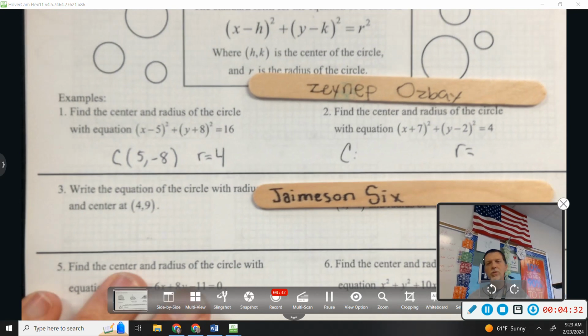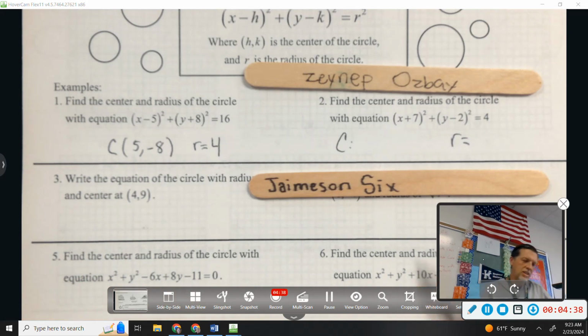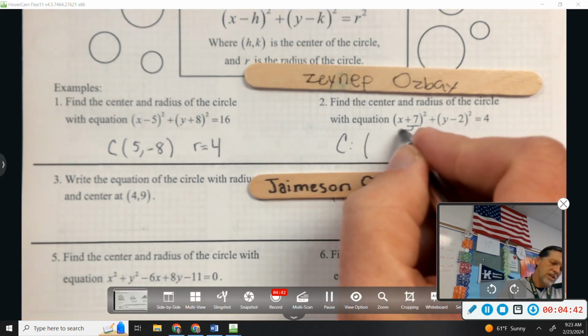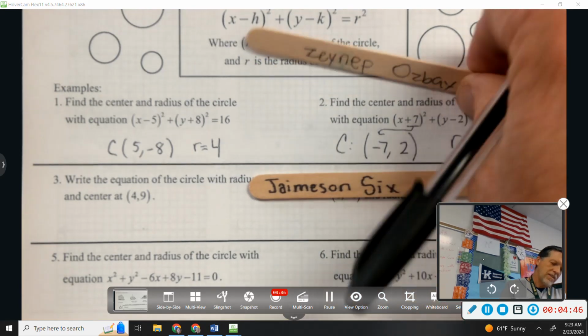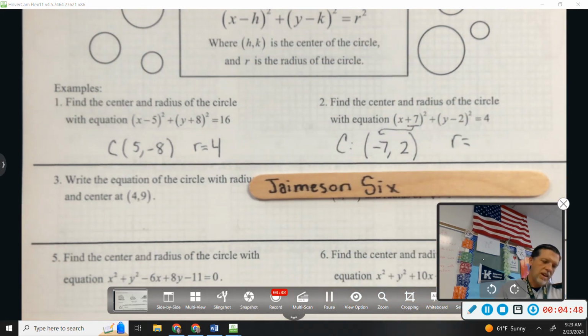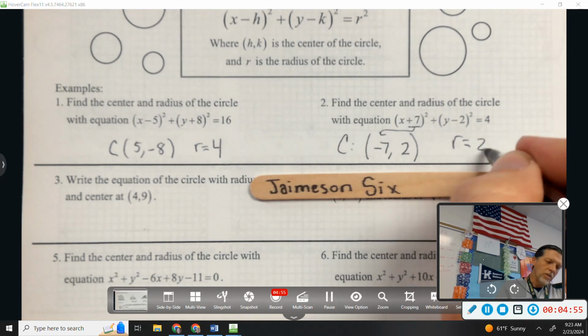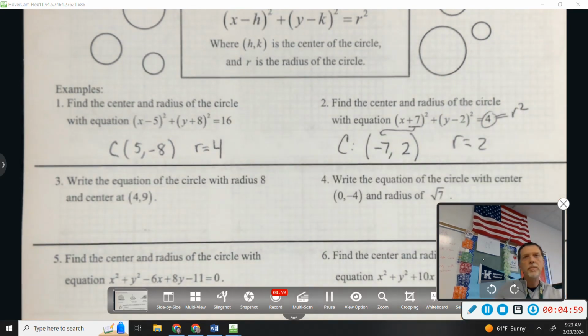So on number 2, Zainab, what's the center of that circle? Correct. And Jameson, the radius? It would be 2, because that number is r squared. So r would be 2.